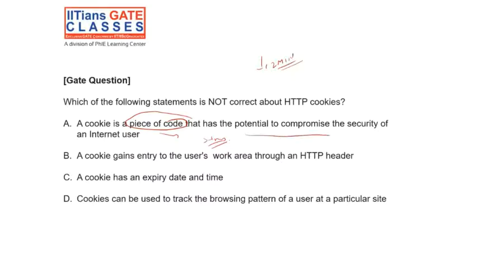So cookie is not a code. Cookie is just information that we store in the web browser. It's like a cache memory. Cookie gains entry to the user work area through HTTP. Cookie has an expiry date. Cookie can be used to track the browsing pattern of the user at a particular site. These three are true statements, and this one is false because cookie is not a piece of code. It's just a file, or you can say string information. That's it.